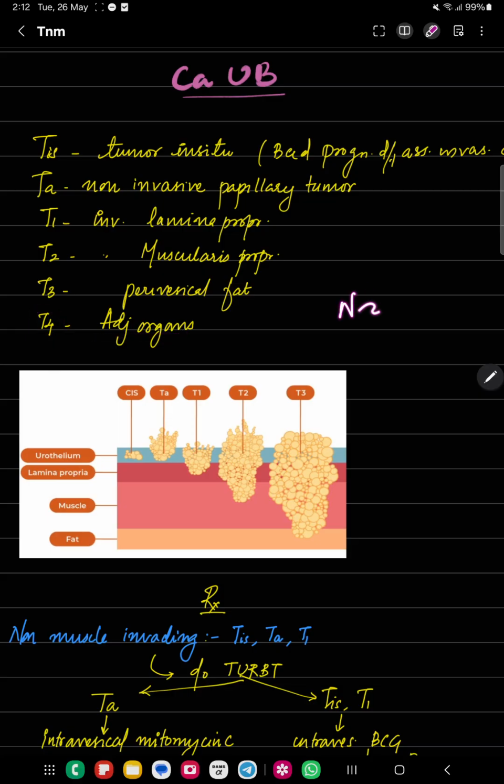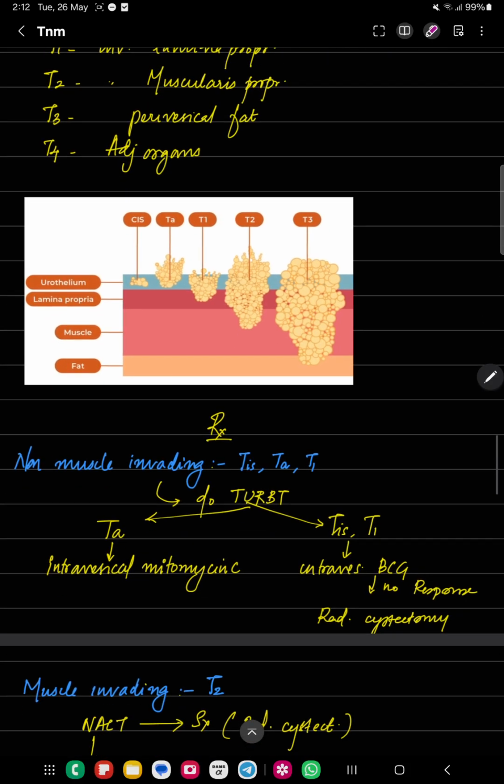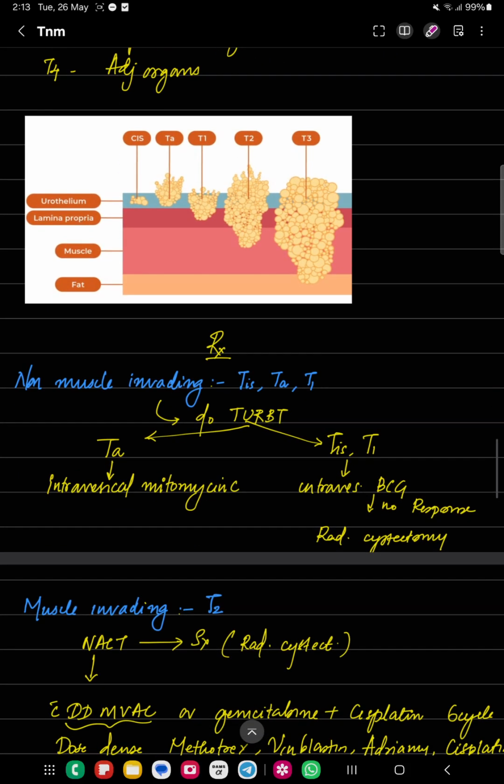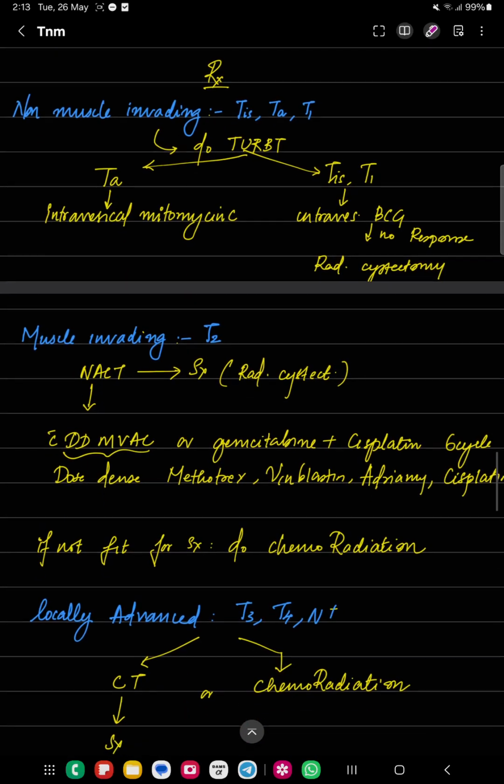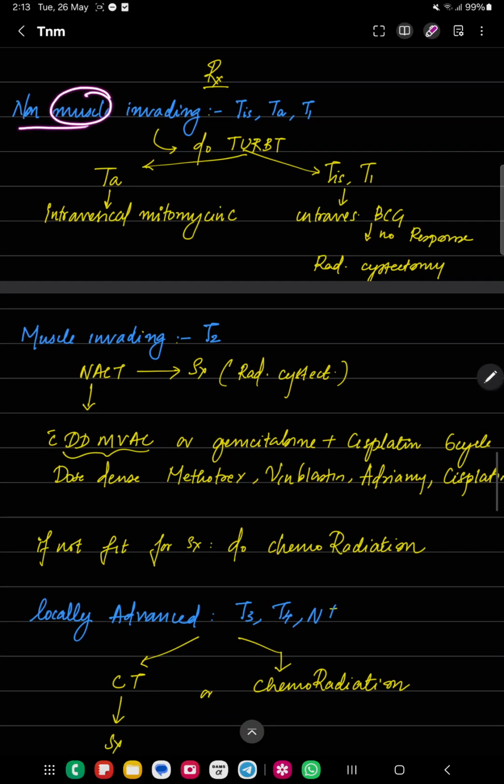The N staging is basically N0 or N plus, where N plus can be either N1, 2 or 3. But for treatment purposes, we just want to know N plus, whether the node is involved or not. Similarly, M0, M1, M plus, that is metastasis is there. For treatment purposes, we will divide it into three categories. One is non-muscle invading, then muscle invading, then locally advanced and metastatic.